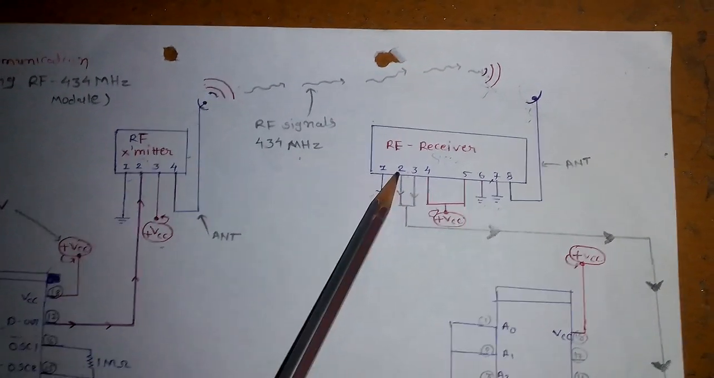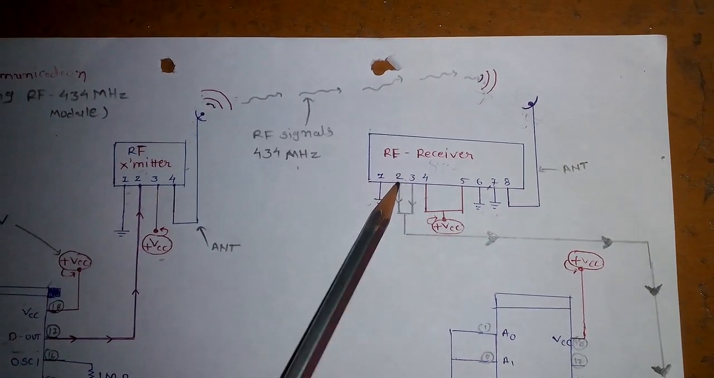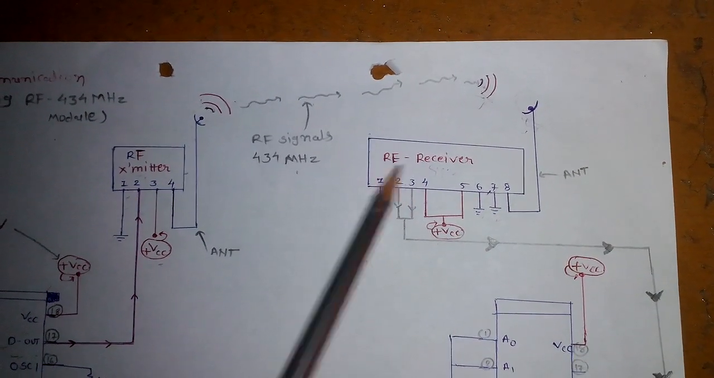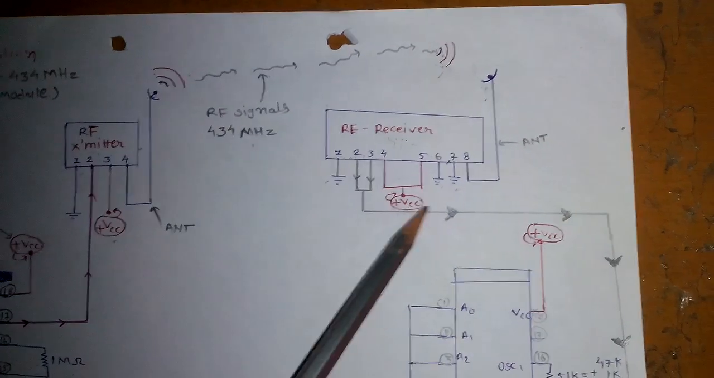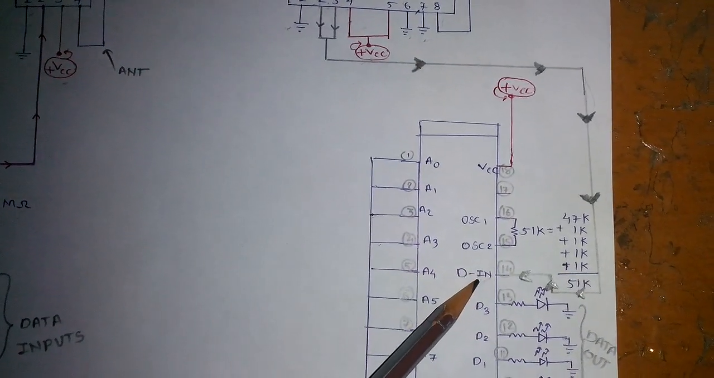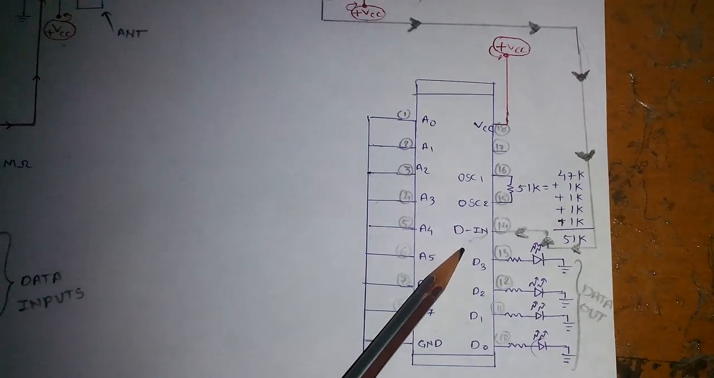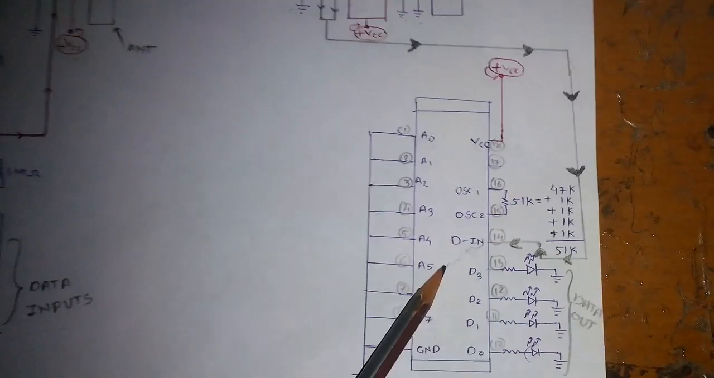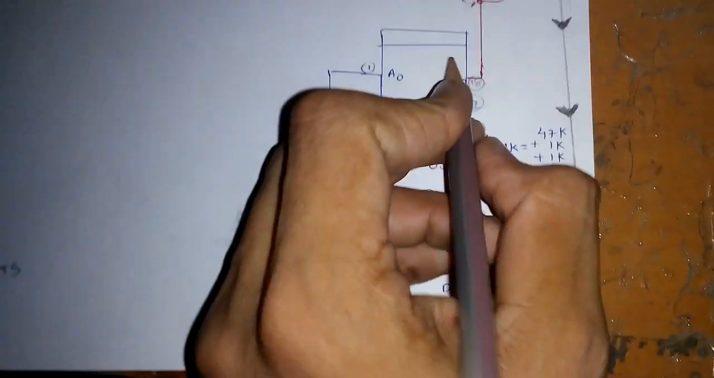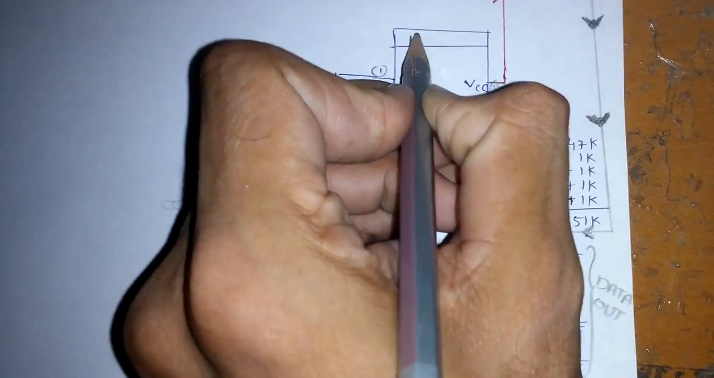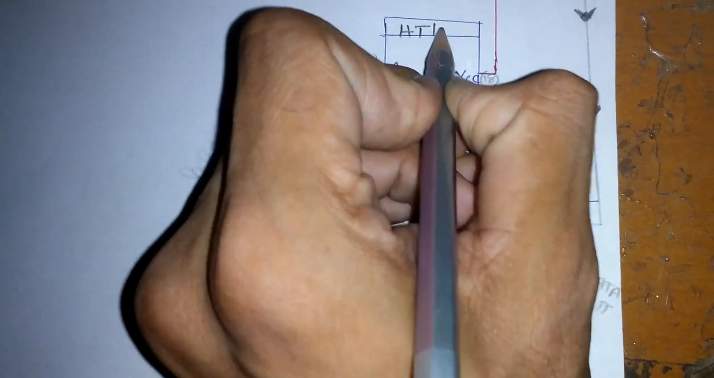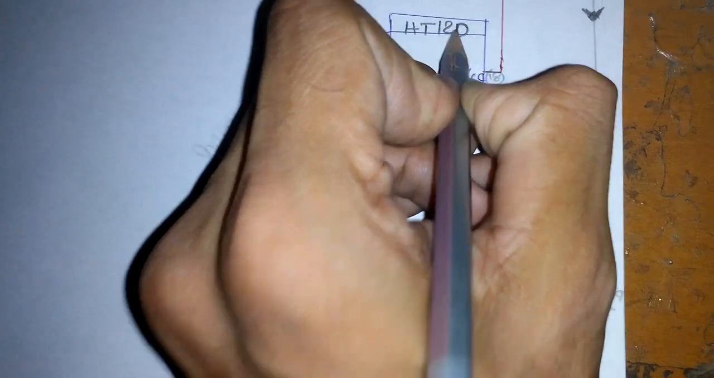Now the data from pins 2 and 3 of the RF receiver is given to the data in pin of the HT12D decoder. Sorry, I didn't write it here, I can write it: HT12D. D stands for decoder.